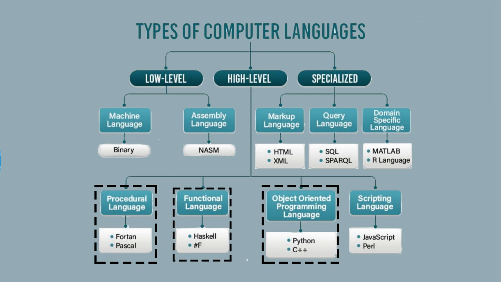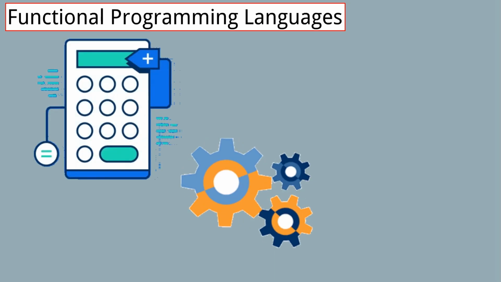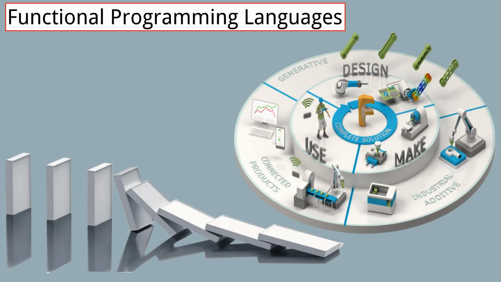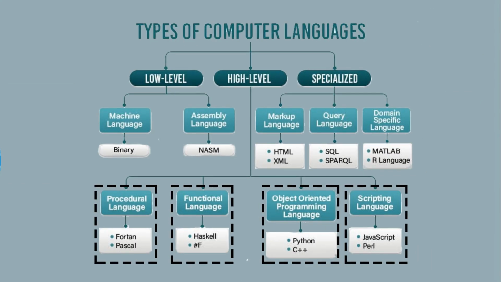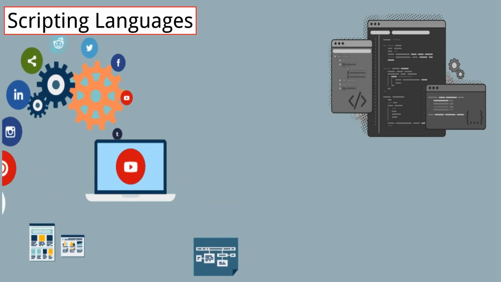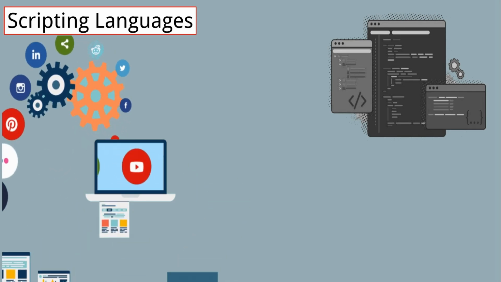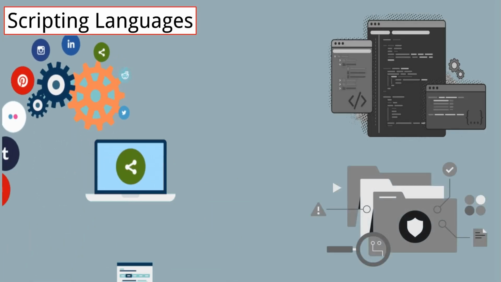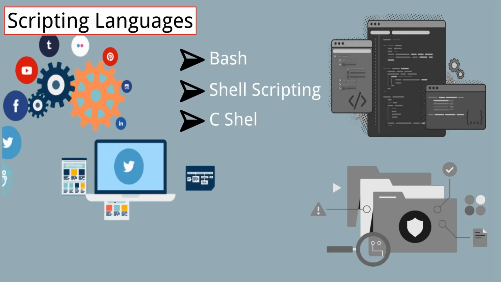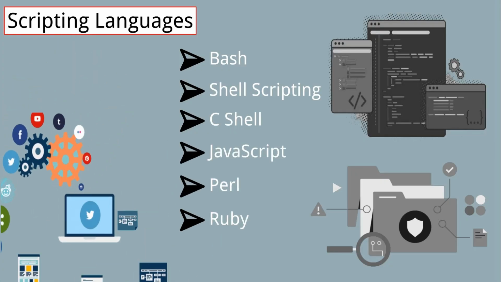The next one is functional programming. Functional languages see computation as performing calculations just like math. They focus on making things unchangeable and avoiding actions that can cause unexpected consequences. Examples include Haskell, Lisp, and Erlang. Then there are scripting languages. These languages are designed for scripting and automation tasks. They are often understood and processed as they are read, and they can handle different types of data without strict rules. Examples include Bash, shell scripting, or C shell, JavaScript, Perl, Ruby, and so on.